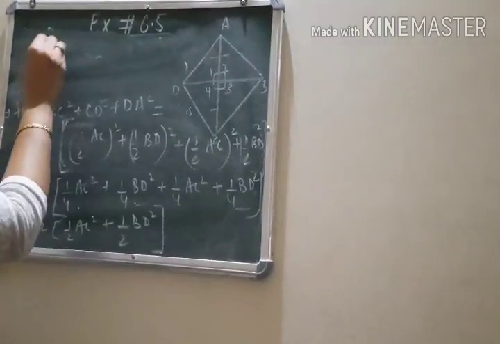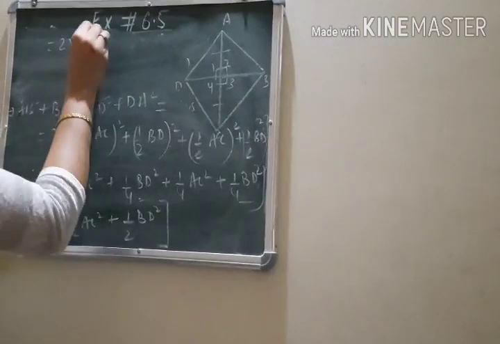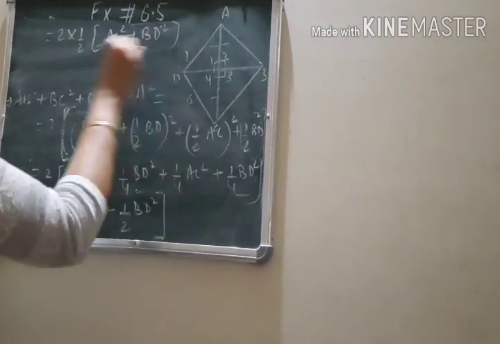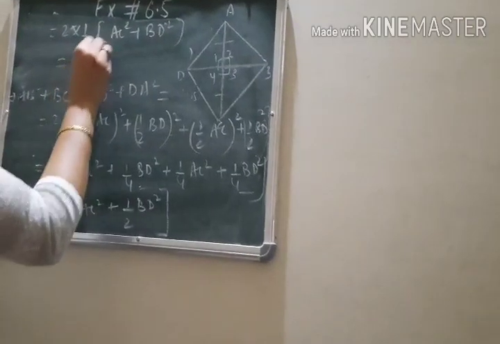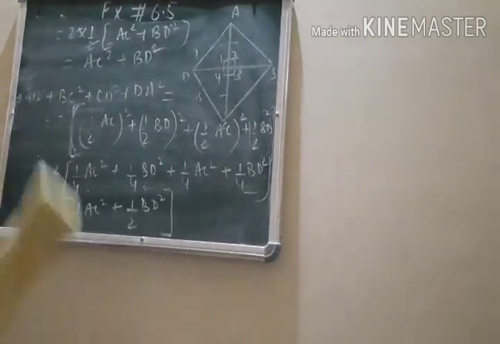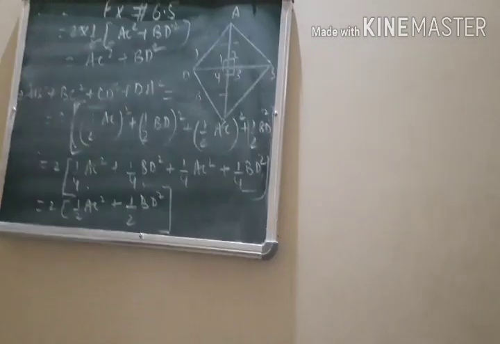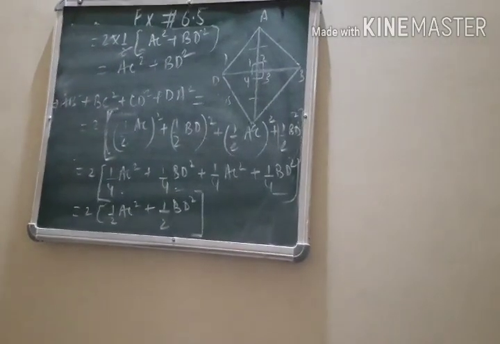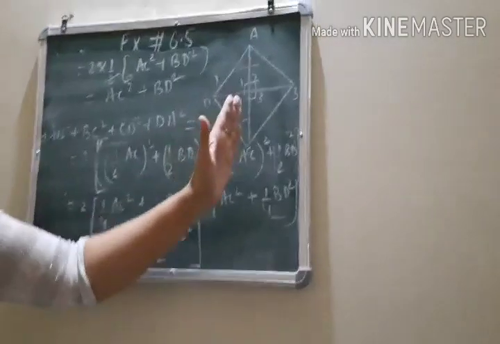Right? Now, take 2 common from both and cut it. So it will be 2 into 1 by 2, with 1 by 2 taken as common, AC square plus BD square. Cut 2 and 2. So your right hand side is also AC square plus BD square. Left hand side we already got, and now we have got the right hand side also. So it is proved.